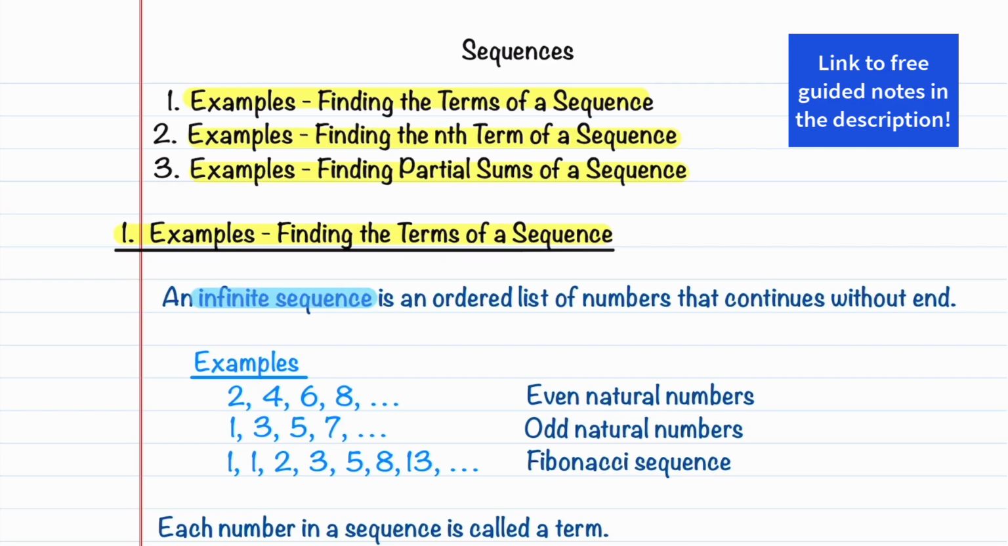We're going to start by learning about an infinite sequence and its terms. An infinite sequence is just an ordered list of numbers that continues without end. Let me show you some examples. The sequence 2, 4, 6, 8 is called the sequence of even natural numbers. The sequence 1, 3, 5, 7 is called the sequence of odd natural numbers. And then the sequence 1, 1, 2, 3, 5, 8, 13, and numbers after that is called the Fibonacci sequence. This is one of the most famous sequences in mathematics and appears in nature, art, computer science, and even in finance.